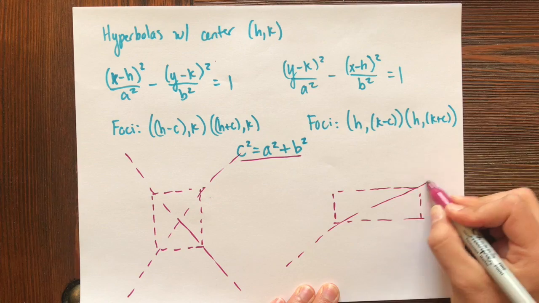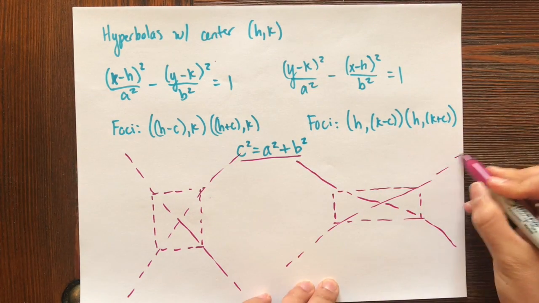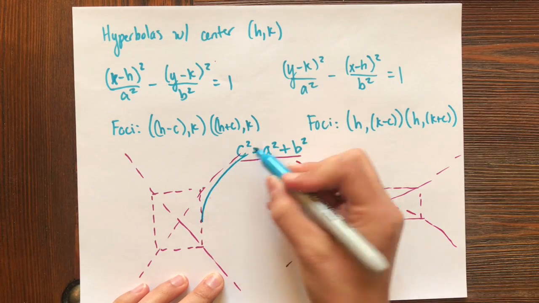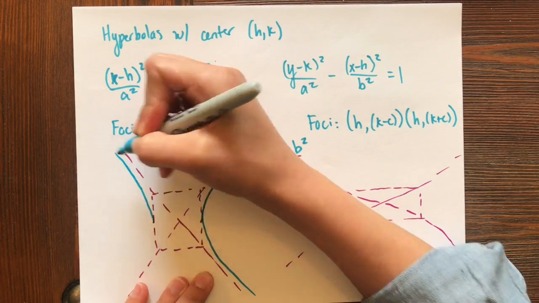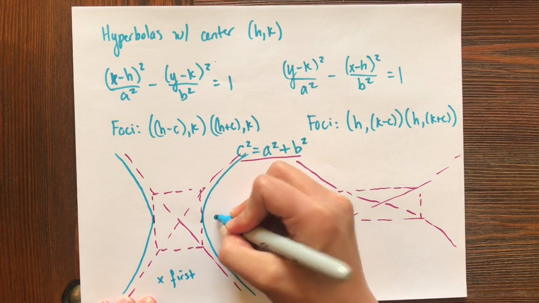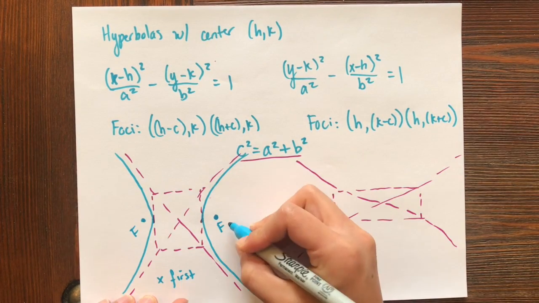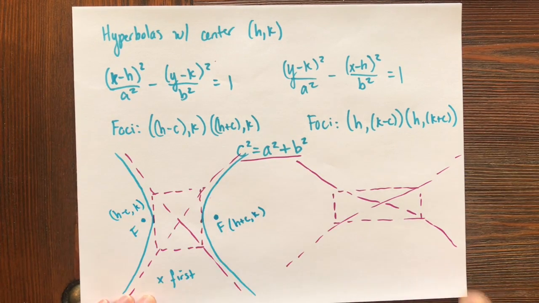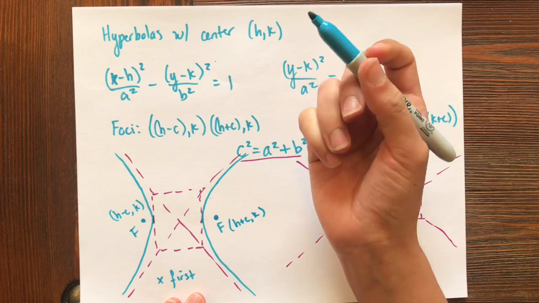Okay, so I'm going to draw sketches of these hyperbolas so you can see what they look like. Obviously, I draw my box, I draw my asymptotes, right? And because this first equation has x first, I'm going to draw this hyperbola sideways, right? The center is going to be right where those two diagonal lines cross, and then I'm going to draw my foci. I'll have h plus c comma k and then h minus c comma k on the left side.